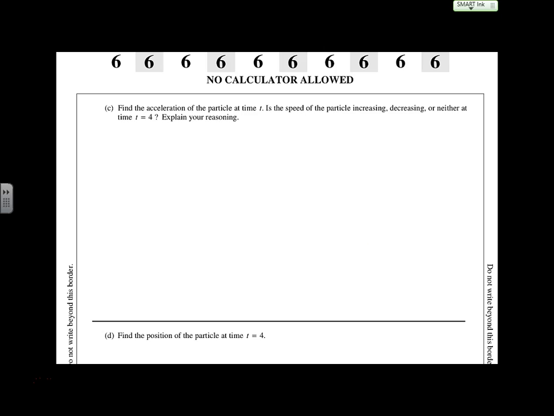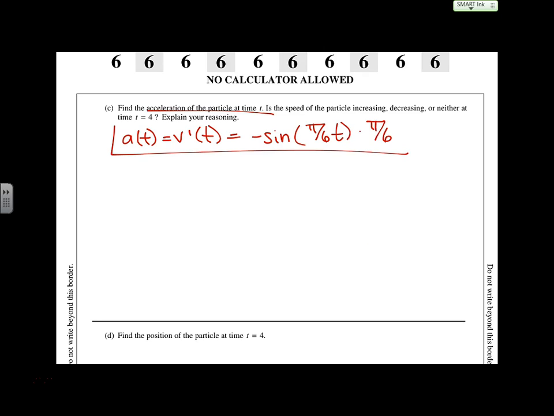Find the acceleration. How do you find acceleration? Acceleration is equal to v prime. Double check me real quick. v is cosine of pi over 6 t. Good. What's the derivative of cosine of v? Negative sine of v times v prime. Did they say simplify? No. So am I going to? No. There you go.